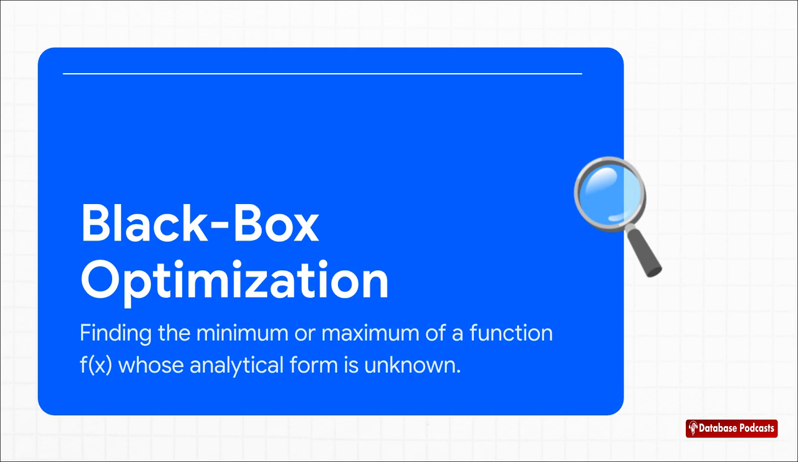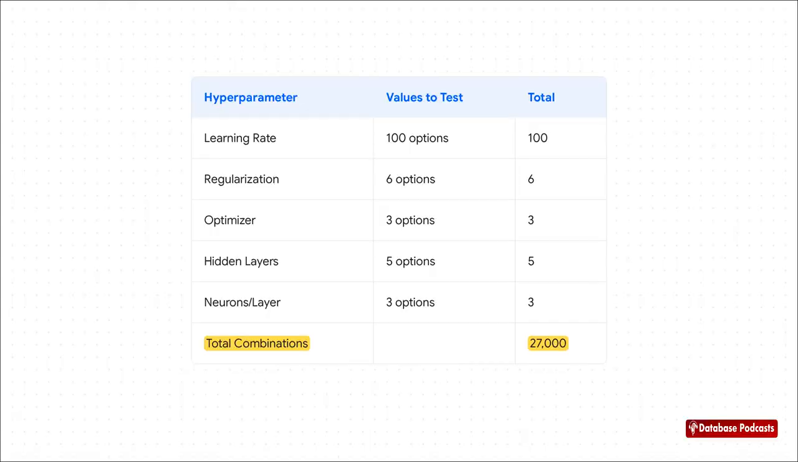But that leads to the next big question. Just how big is this box? How many combinations are we even talking about here? Well, this is where it gets kind of crazy. The search space gets massive, and it gets massive fast.